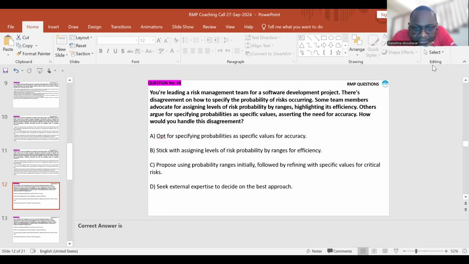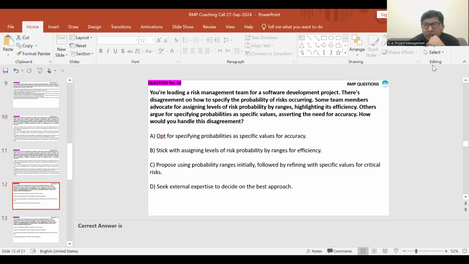So there is a disagreement on how to define, I think, the risk. Risk normally is probability with impact, but here it is only probability. Yeah, they are going to specify the probability.